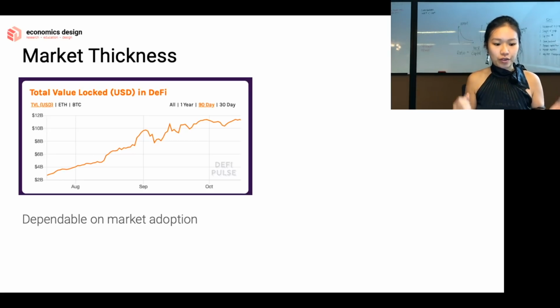It's like a chicken and egg thing, right? If you don't have the market maturity or market adoption for DeFi, then it's very difficult to scale Nexus Mutual, or to reach market thickness, because it's really dependent on the market size of DeFi.